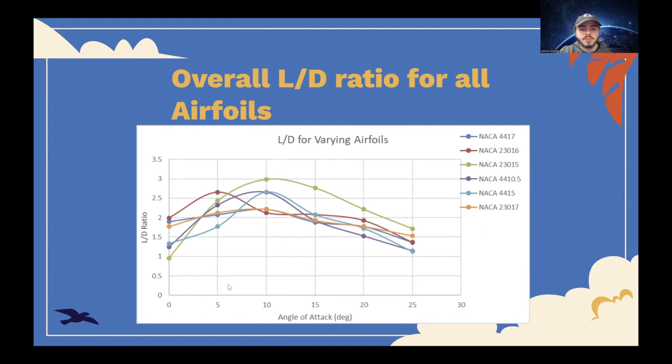And then this just shows all the overall lift over drag ratios for all the airfoils. As you can see, the NACA 23015 had the best lift over drag max, which was at 10 degrees angle of attack, where most of them peaked. There was, I think, 1 or 2 that peaked at 5, but most were at 10.